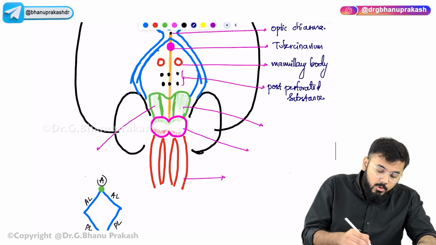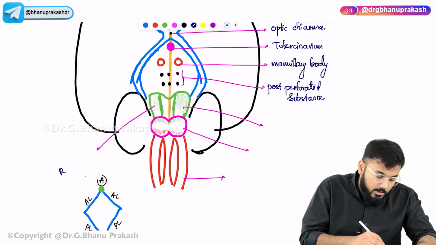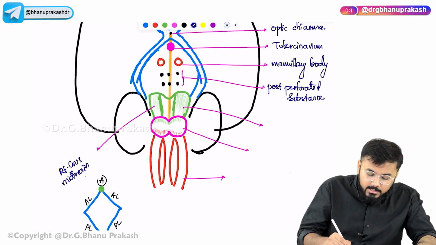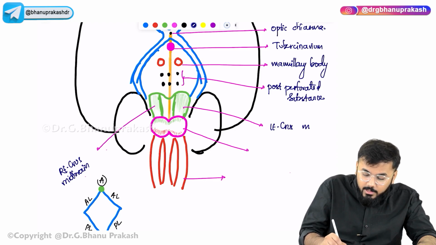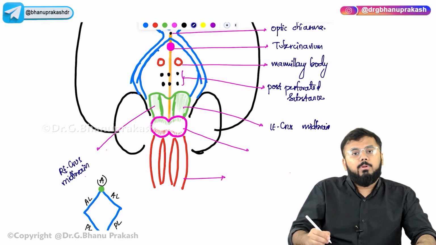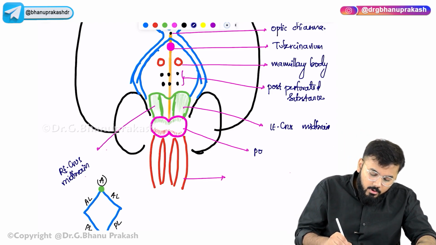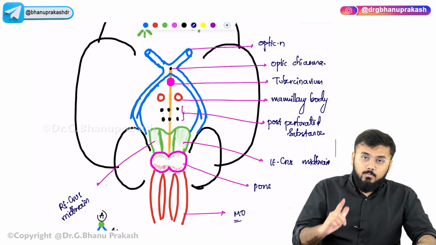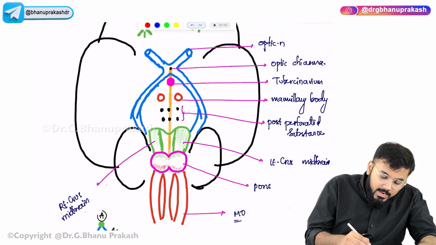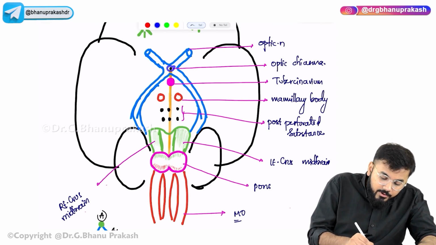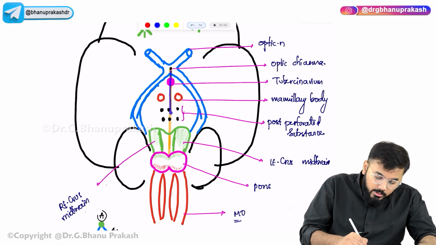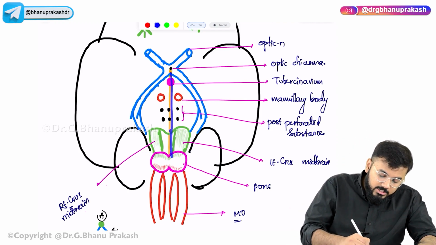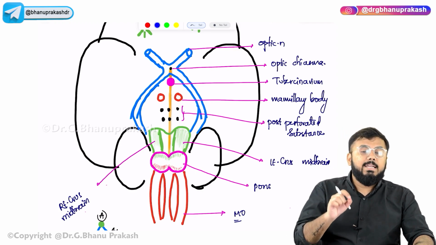Behind that, what do you have? This is the midbrain. You have the right crus of the midbrain, and this one over here is the left crus of the midbrain. Down here you have the pons, and finally the medulla oblongata. Now, you see the line which I have drawn all the way from the optic chiasma down to the superior border of the pons. This structure which you can see here is called the interpeduncular fossa.